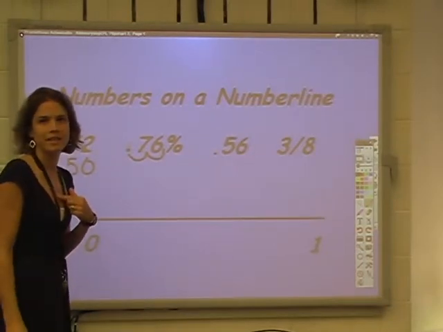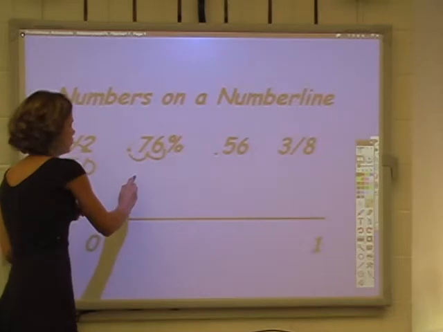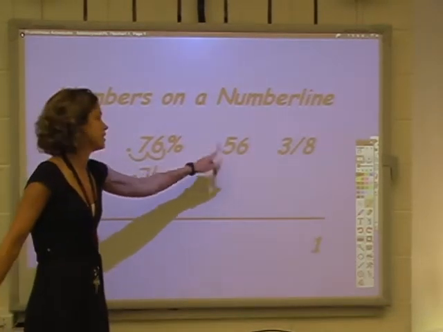And I know in some classes they've been singing the Beyonce song to the left to remember. So this is really 0.76. I can leave this one alone because it's already a decimal.